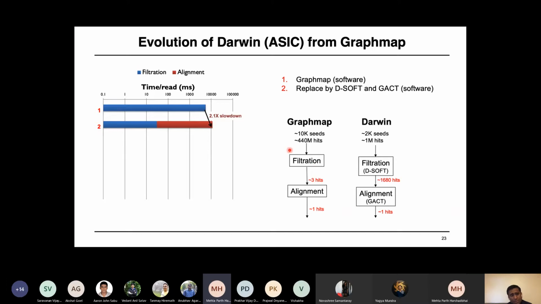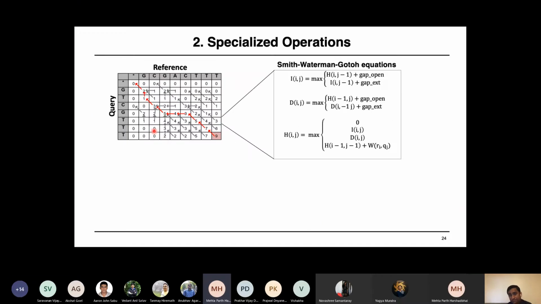So the first thing that we did in Darwin was to replace the filtration and alignment steps by what I called earlier DSoft and GACT algorithms. And what DSoft does is it spends 400-fold less time on the filtration steps, but in return, it has to do 500 times more alignments using GACT. And as a result, it results in a counterintuitive slowdown of about twofold when it's implemented in software. But the good news is, remember this time is on a logarithmic scale, that an overwhelming amount of time is now being spent on the alignment step. And that's going to be really easy to accelerate in hardware.